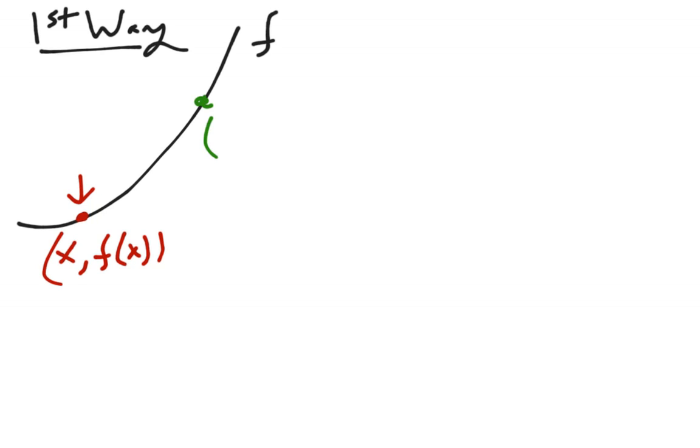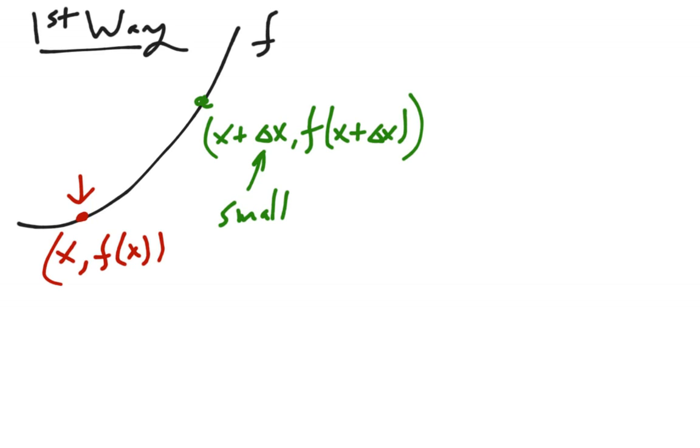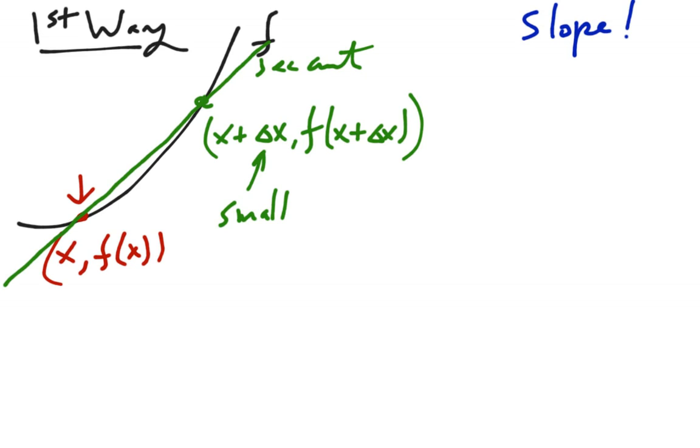So we're going to take this green point, and the coordinates of it are going to be x plus a small change in x, something small, like delta x. So delta x is just some small thing. And then the y value of this point is f of (x plus delta x), like that. So pretty straightforward so far. We have 2 points, so we're going to draw the secant line in green. There it is, secant. Can't you see it?